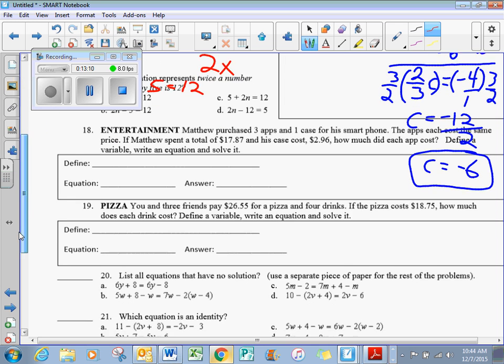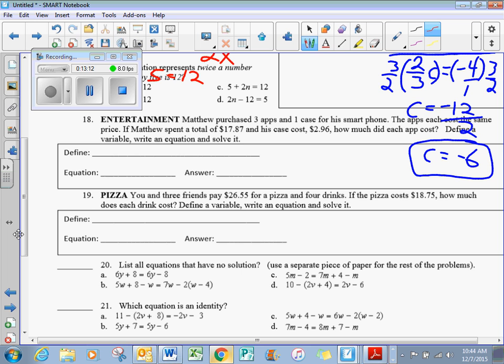18, you guys did really well on these for the most part. How much did each app cost? So if A equals price per app, if you just put app, you lost a half a point. That doesn't tell me anything. Might tell me that you have an appetite, you want to buy some apps, you want to eat some apps, or you want, I don't know. Okay? So what is the equation?